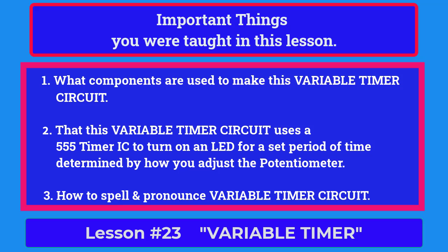Here are some important things that you were taught in this lesson. 1. What components are used to make this variable timer circuit? 2. That this variable timer circuit uses a 555 timer IC to turn on an LED for a set period of time determined by how you adjust the potentiometer. 3. How to spell and pronounce variable timer circuit.